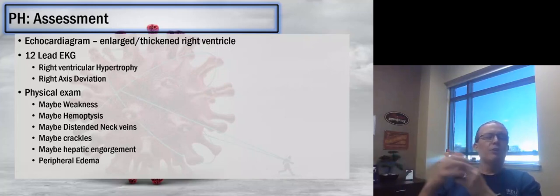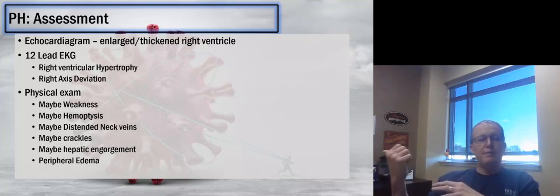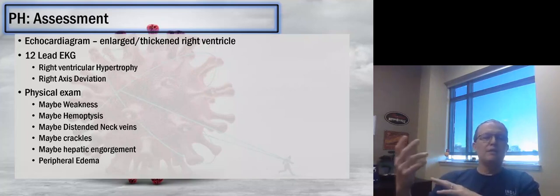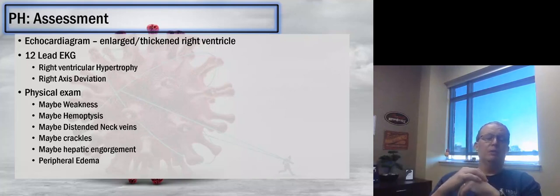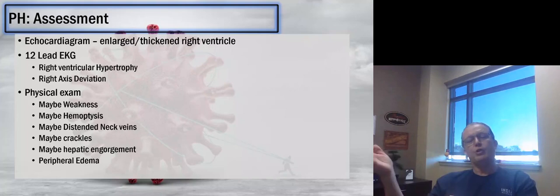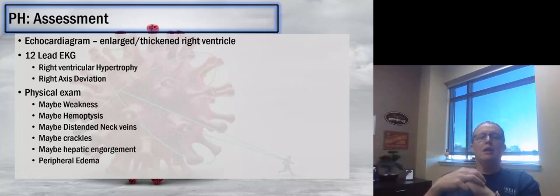Physical examination, you notice there are a lot of maybes here. Maybe weakness, maybe hemoptysis, maybe distended neck veins, maybe crackles, maybe hepatic enlargement. All of those things are possible. They may have them, they may not. Obviously, it's going to depend on the degree and the progression of pulmonary hypertension. In more severe cases, you're going to see more of these things.